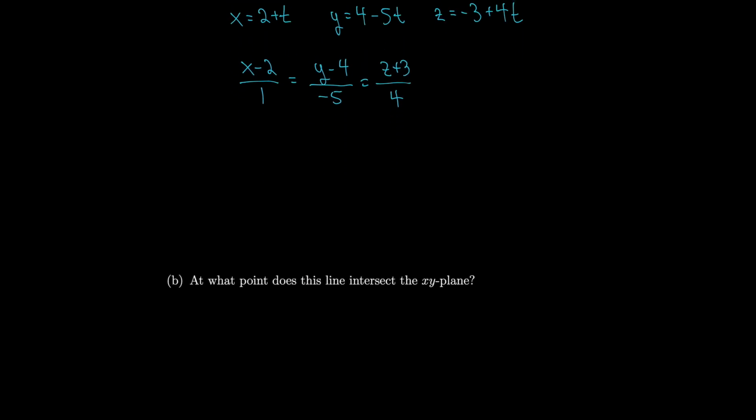Let's see at what point this line intersects the xy plane. Well, if it intersects the xy plane, it's like on ground level, when z equals 0. So we can take z equals 0, and that'll imply that (x minus 2) over 1 equals (y minus 4) over minus 5 is equal to (0 plus 3) over 4, which is just 3 over 4.